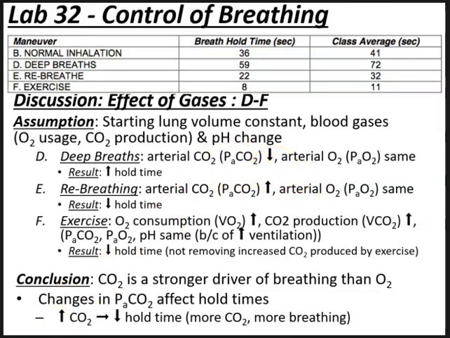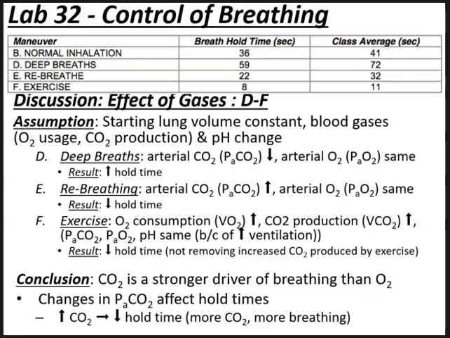So we can see from our table with this condition that breath holding time in the individual actually goes up, and it also goes up in the class average. So the result of deep breaths is an increase in hold time. Now what can we get from this? Our original question was, what's a stronger primary motivator for ventilation? Is it a decrease in oxygen, or an increase in carbon dioxide?